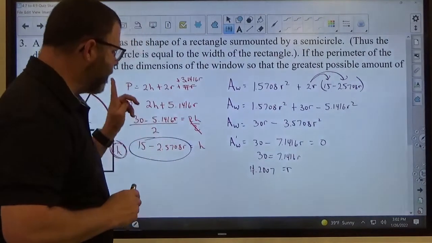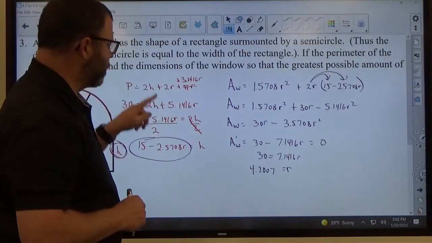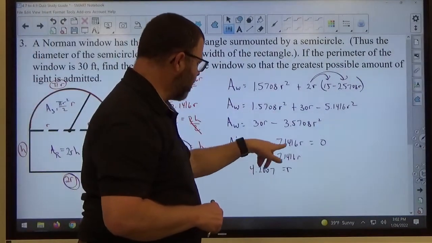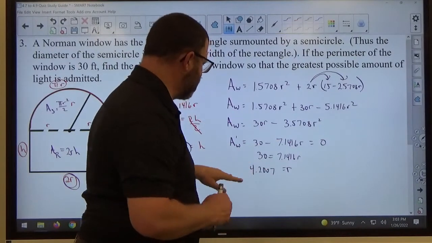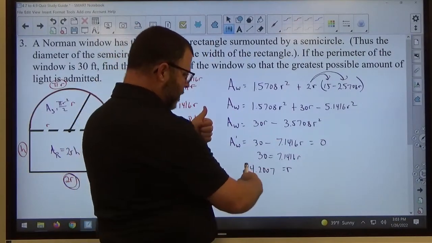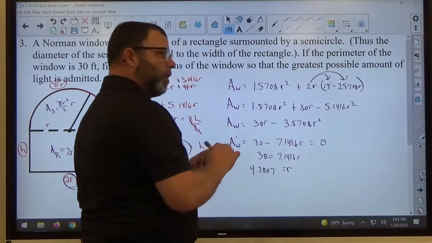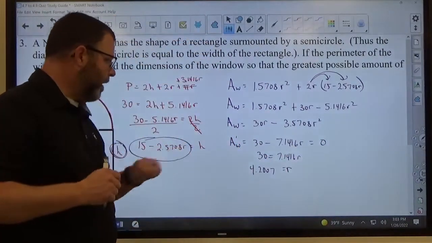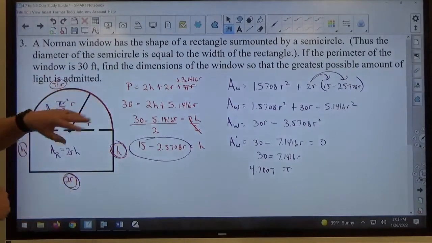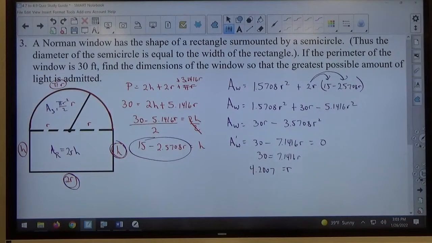If I try a number less than 4.2007, let's say 1, 30 minus 7 point whatever is going to be positive, so it's increasing. If I pick something bigger, let's say 10, 30 minus 71 is negative, so it's decreasing. So it increases and decreases, hits a maximum at that point, and we're trying to find the maximum area. So we want the dimensions of this. So we have a base, we have a height, and we have a radius. So we have 3 dimensions to this Norman window.